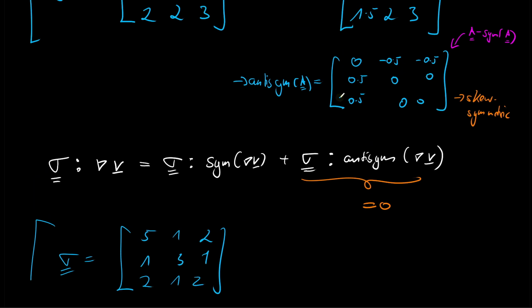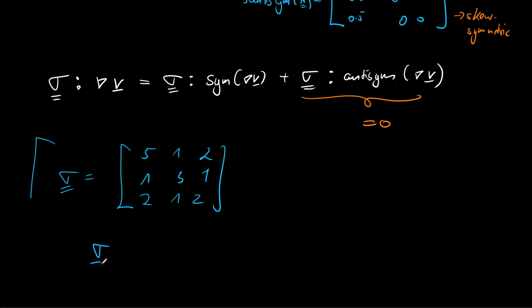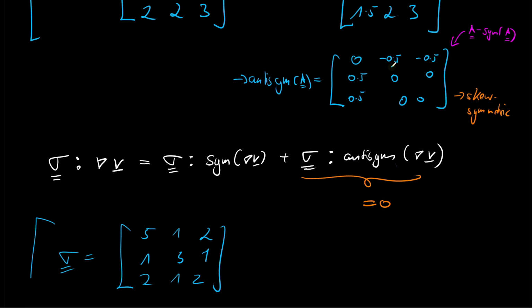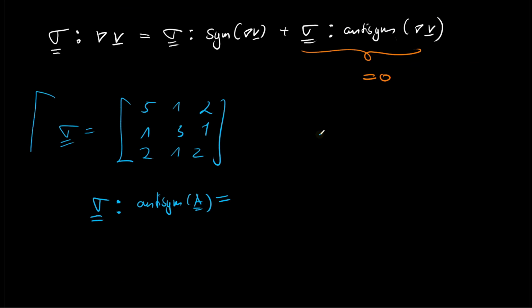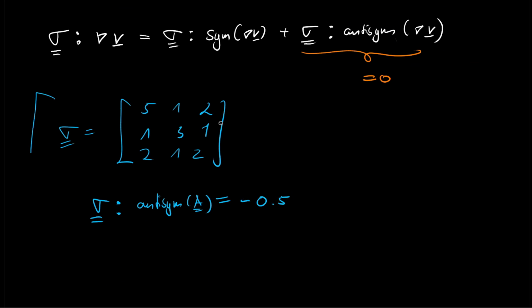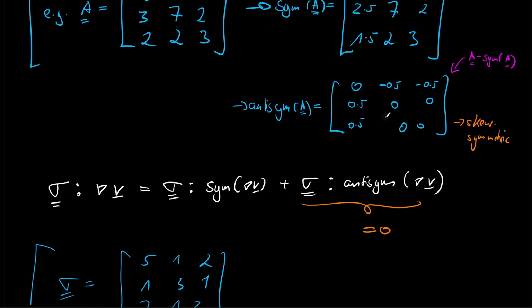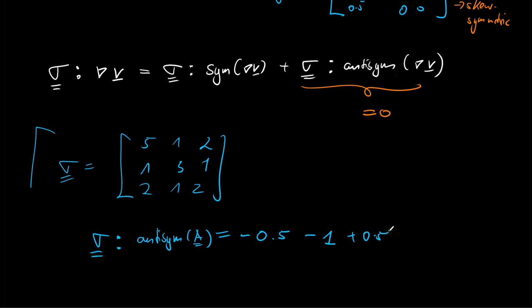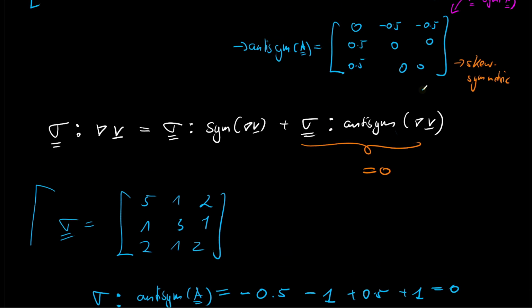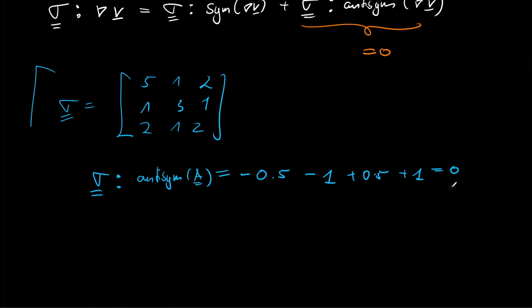And if we then again use our anti-symmetric part here, for instance, say let's double contract this Cauchy stress tensor with the anti-symmetric part of this arbitrary matrix A. This will then of course be element-wise multiplication. So we have 5 times 0, which gives us 0. 1 times minus 0.5 gives us minus 0.5. 2 times minus 0.5 gives us minus 1. Then 1 times 0.5 gives us 0.5. And 2 times 0.5 gives us 1. And the rest, of course, will be 0. And then if we add up all the components, we get 0.